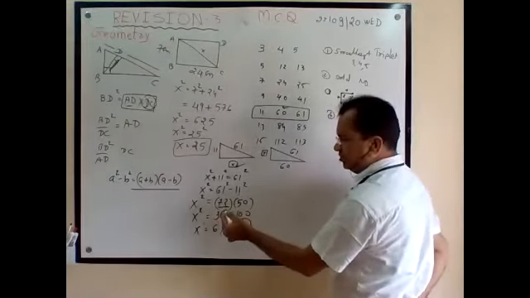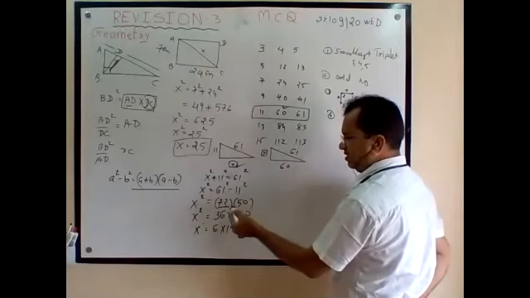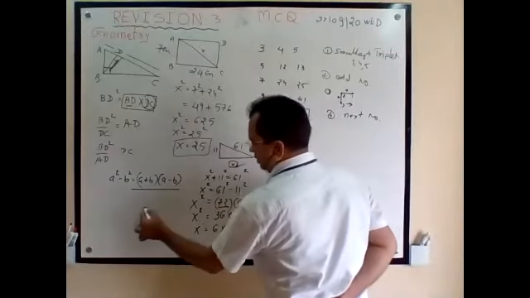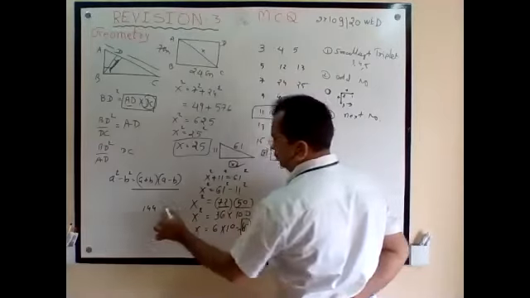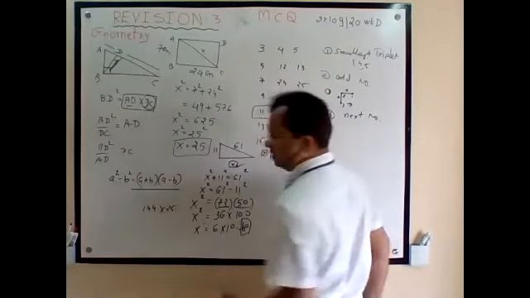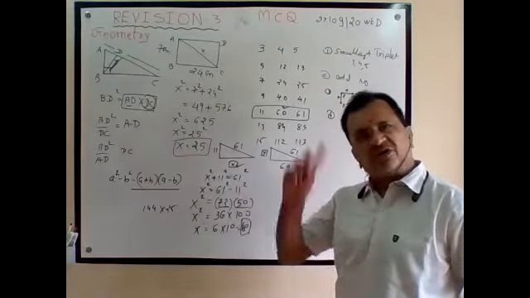Suppose you don't want to do this half and this double, do this double, 144, and do this half. Make any one of them half and any one of them double.